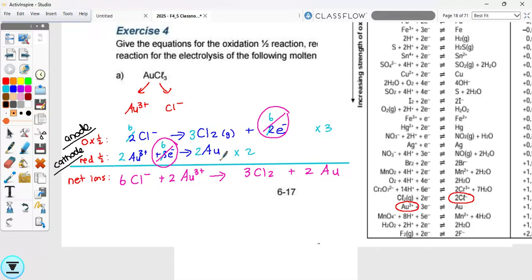Yeah, it's going to be gold. Yes. So please remember, if they say name the product, you can't say Au. You have to say gold. And if they say name the product at the anode, you also can't say Cl2. You have to say chlorine gas. So be very specific if they say name.